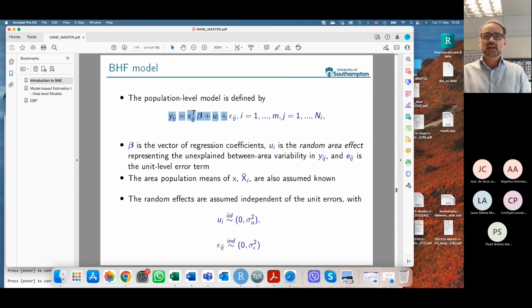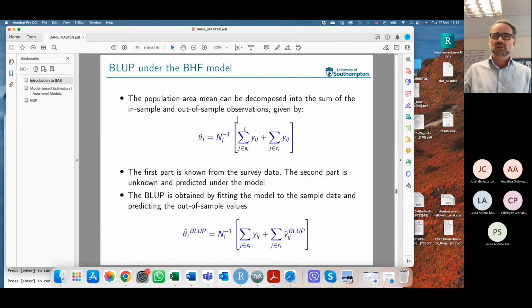In order to do that, we use a linear mixed effects model that relates the y values of a household j and municipality i to a set of explanatory variables, with the inclusion of a random effect at the level of the geography plus a unit level error term. And the other important thing to remember here is that you can construct estimators of the small area averages by taking the values that are observed in the sample and replacing the values that are not observed in the sample by predicted values under the model.